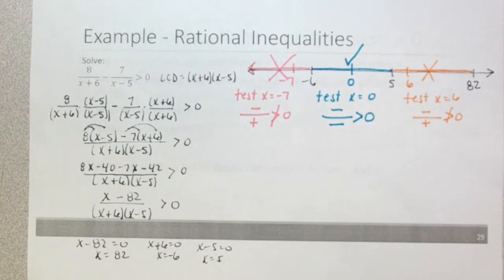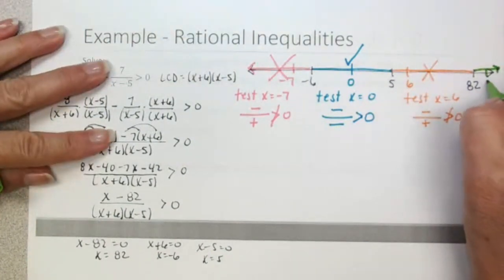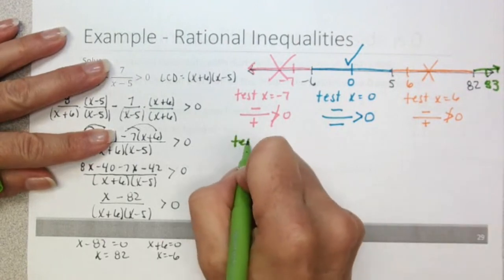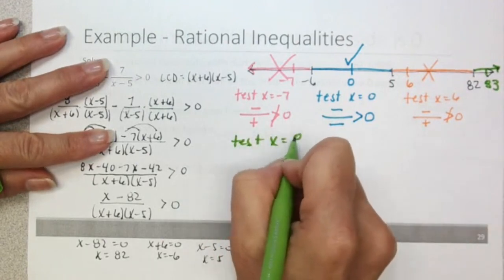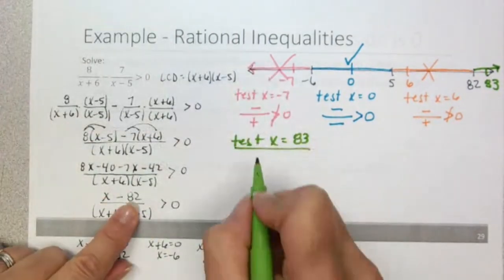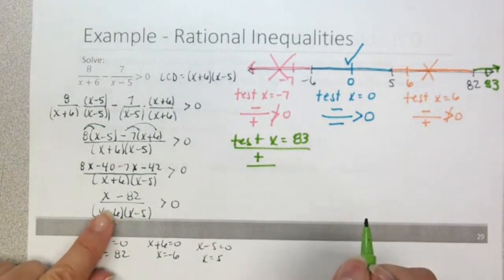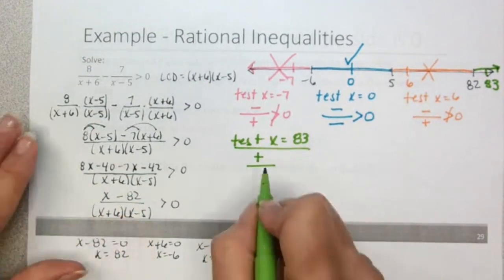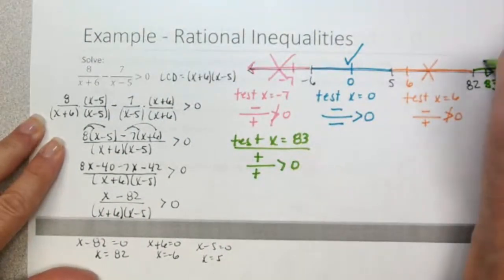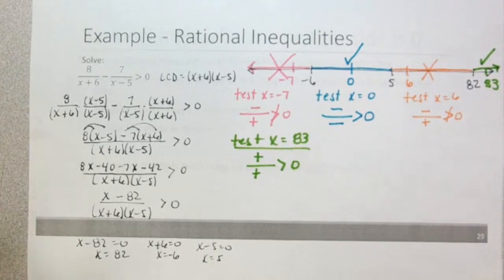All right, one last interval here to test. That's everything greater than 82. Let's use 83 as our test value in there. So we'll test x equals 83. Okay, 83 minus 82 is positive 1, over 83 plus 6, that's a positive, and 83 minus 5, that's another positive. That's a positive over a positive. That's definitely going to be greater than 0. So there's another interval that satisfies our inequality, right?